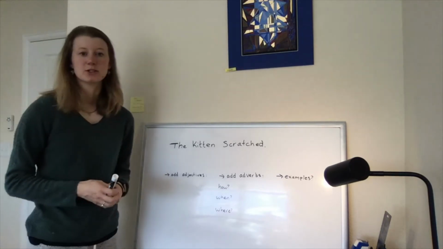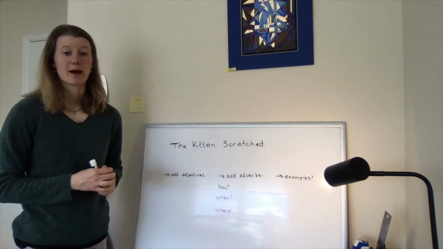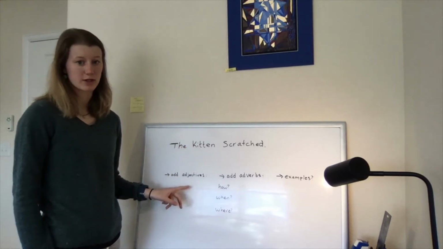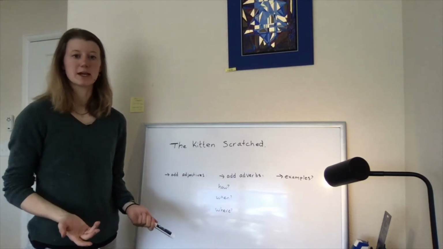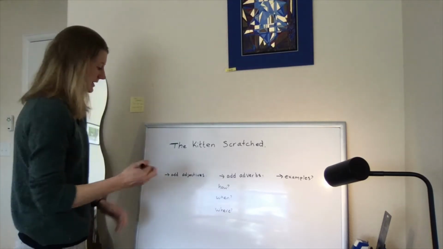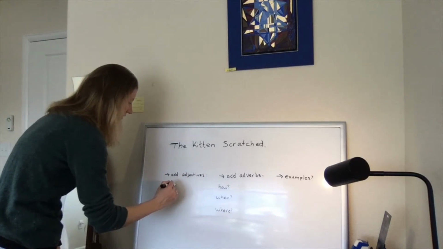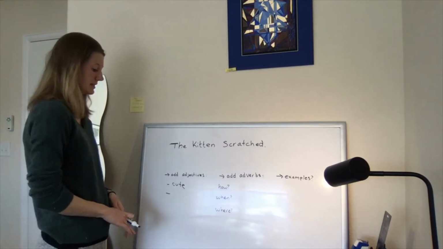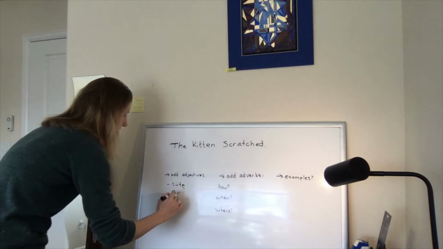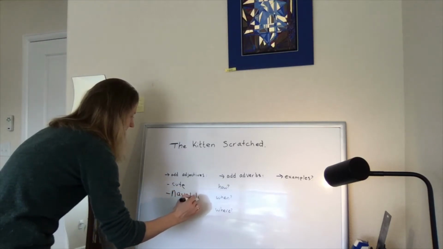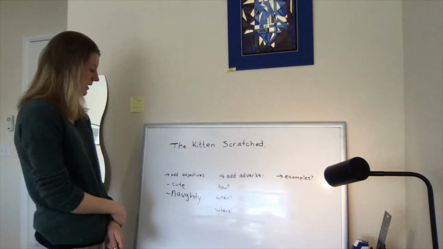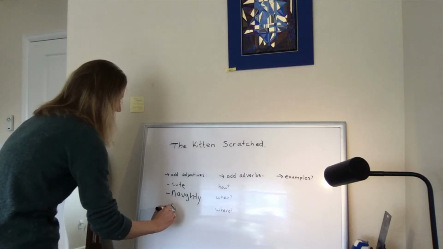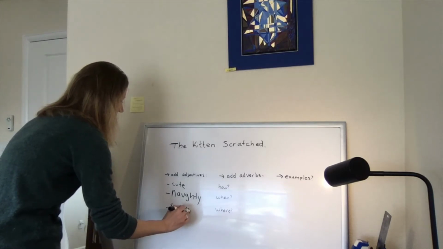So one thing that we can do when we're adding detail is we can think about some adjectives to describe the kitten. Okay, remember adjectives are describing words. So what are some ways that we could describe the kitten? We could say that it is a cute kitten. We could say that maybe the kitten is a naughty kitten because it's scratching. Or we could even maybe say the sneaky kitten scratched. Okay, these are all adjectives.